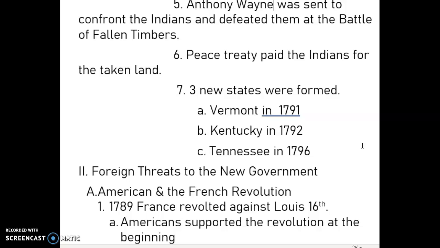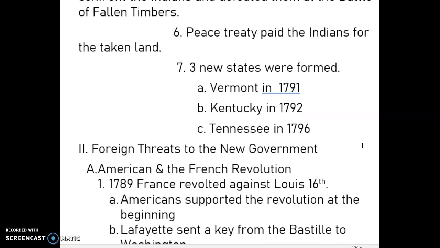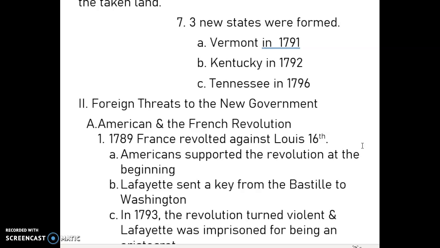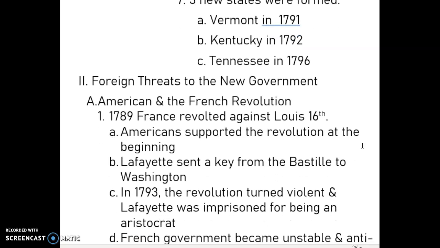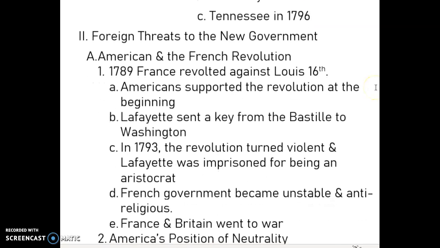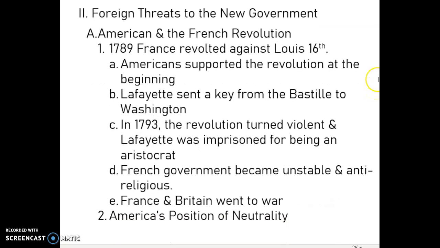Out of this, we have 3 new states that come, and Vermont is brought into the statehood in 1791. Kentucky is brought into statehood in 1792, and Tennessee is brought in. So now we've gone from a country of 13 states to a country of 16. So now we've had domestic problems, we've had just growing pains underneath the Constitution, and now we're going to have issues on the foreign front.